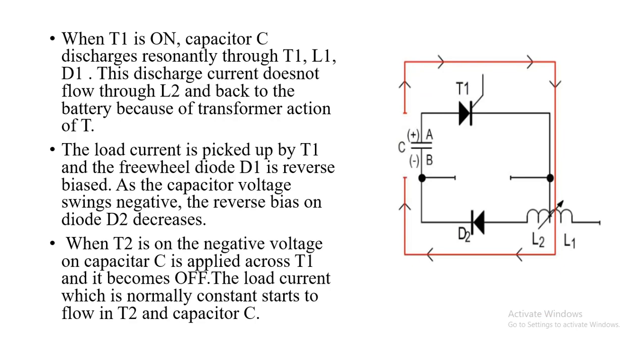Now the operation. When we see the working of this Jones chopper, we can easily understand why we use it for the speed control of DC motor. When T1 is on, the capacitor is discharged resonantly through T1, L2 and D2.